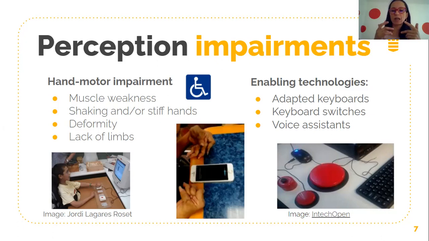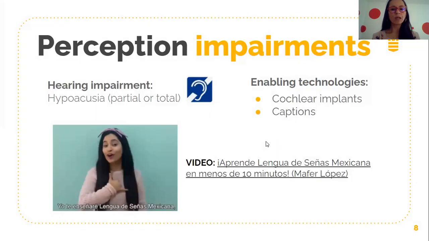As you can see, she's not using her hands because her hands have some deformity that makes it really difficult for her to use the device. So for her, it's a lot simpler to use the voice assistant. But of course, voice assistants are not able to do everything, but they facilitate interaction a lot for people with hand motor impairment. And then we have the hearing impairment. I consider the hearing impairment one of the most difficult to deal with.